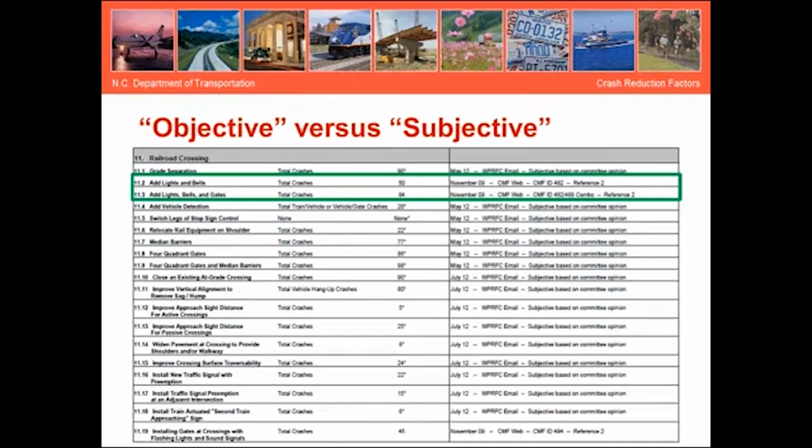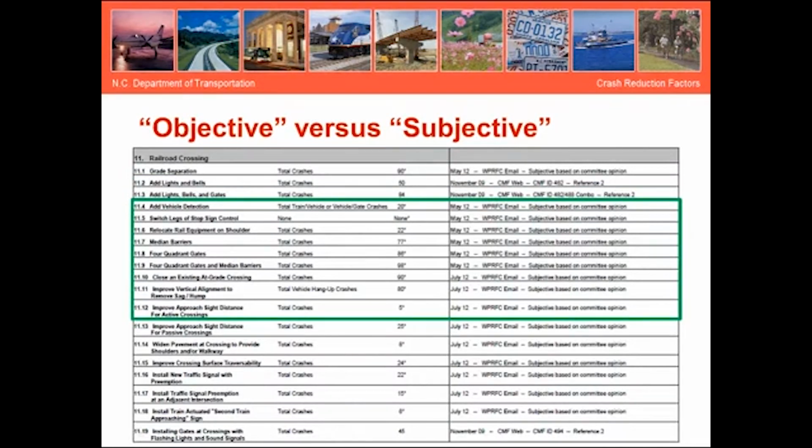So what we do as a committee is, people will send in requests for a crash reduction factor. We'll see if there are objective measures, and an objective measure would be from the CMF Clearinghouse. If you'll notice on here, these values were added to the warehouse in November of 2009, and we even put the CMF ID reference if we need to go back and reference where that study came from. So we would call these objective countermeasures.